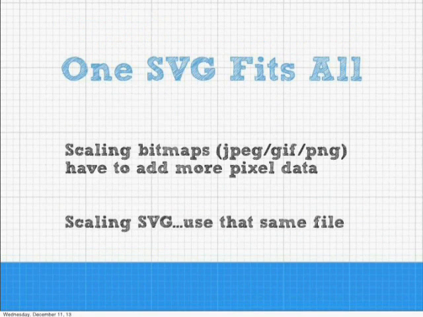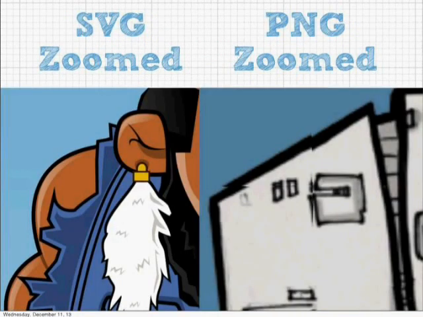So one, SVG fits all. As you're scaling a bitmap, you actually have to add more pixel data. So if you want something to go from really small all the way up to really big, with regular bitmap graphics like JPEGs and GIFs and PNGs, you're going to have to add more pixel data, which increases the file size. And as in the previous talk we were talking about performance, you want to keep the amount of data to a minimum. So SVG is a great alternative to that. You can create one graphic and scale it up and scale it down. So if we took a PNG and zoomed it up, it's obviously going to look gross, but with the SVG zoomed in, it actually looks crisp and clear.